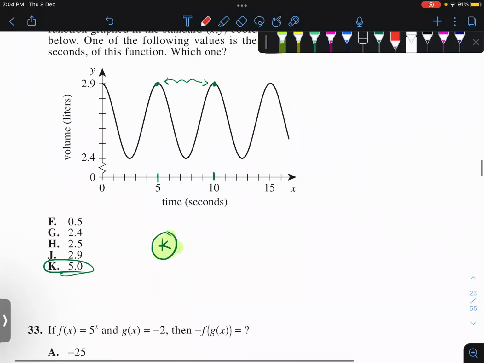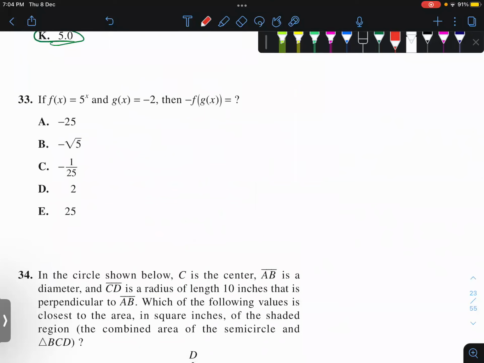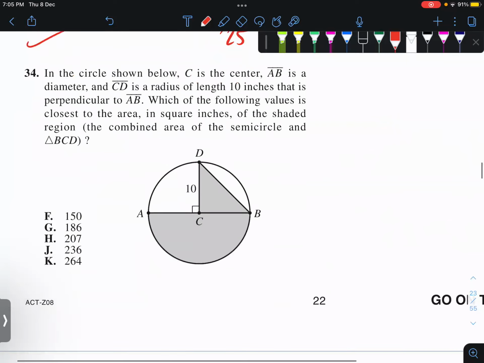Okay, طيب. Next question. What's the answer? We need to find what is g of x. g of x is -2. And we have to replace this in the function f, -5 to the power of x. And the x here is -2. So it's -1/25. It's C. Very good.